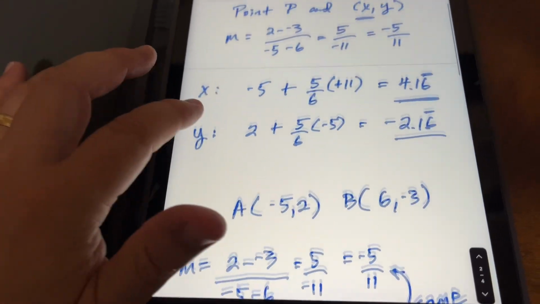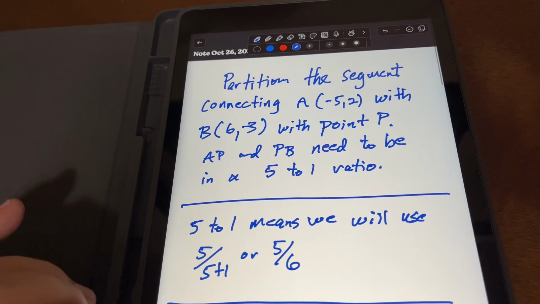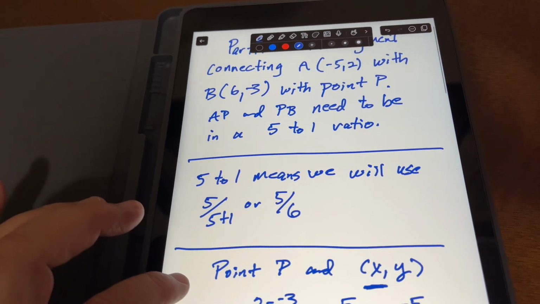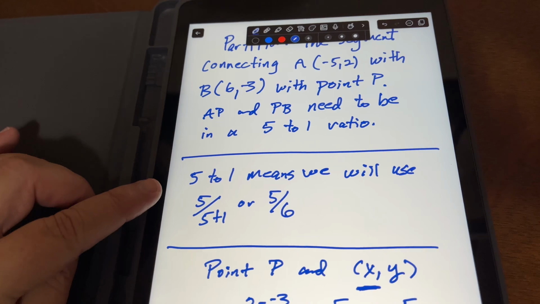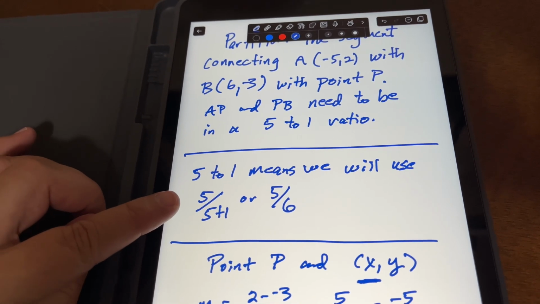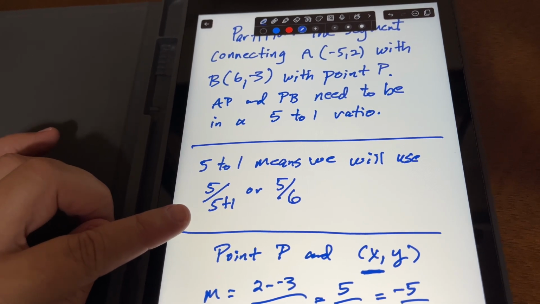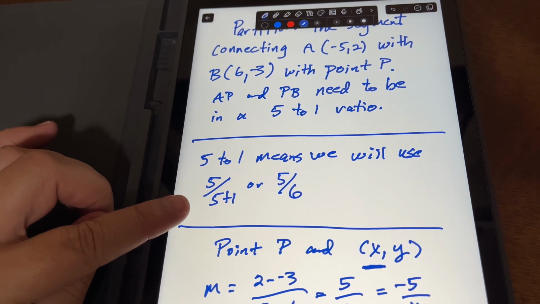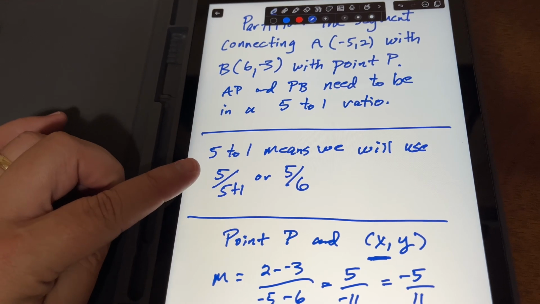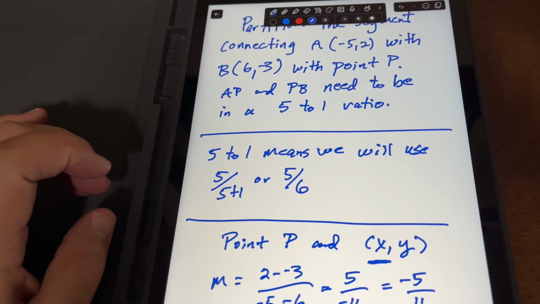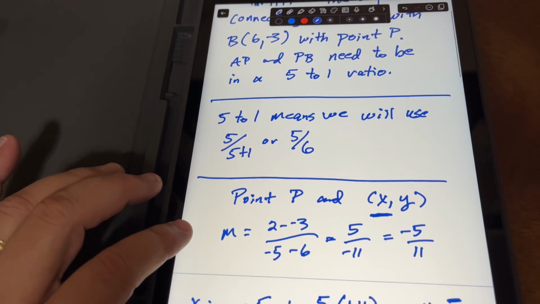So the very first thing that you want to do with this is draw that sketch. The next thing you want to do is take care of this 5-to-1 ratio to find the fraction you're going to be using. A 5-to-1 ratio means we're going to use 5, the first number, over the sum of 5 and 1, which ends up being 6. So we're going to use this fraction 5 over 6. The numerator is the first number in the ratio, and the denominator is the sum of those two together. So 5 over 6, that's what we're going to be using.